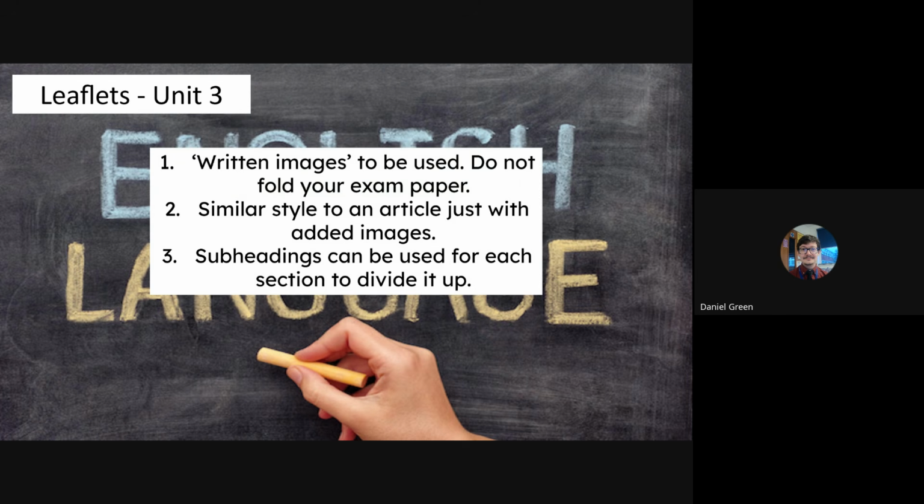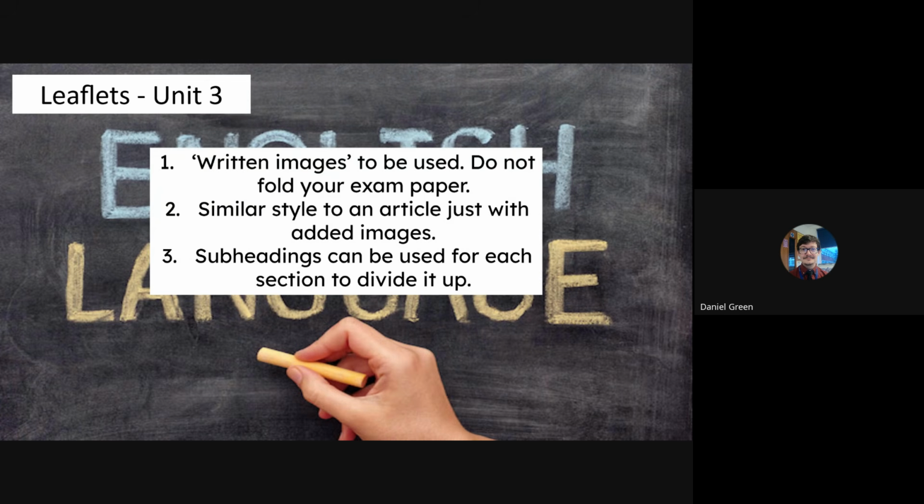Leaflets, okay, written images to be used. And what I mean by written images is when you're constructing your leaflet, do not fold the pages of your exam paper to make a leaflet. That is stupid. When you're doing written images, what I mean is you draw a box and then you write within that box what image you would like to go there.